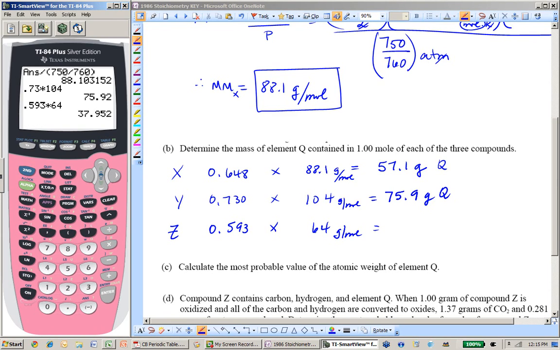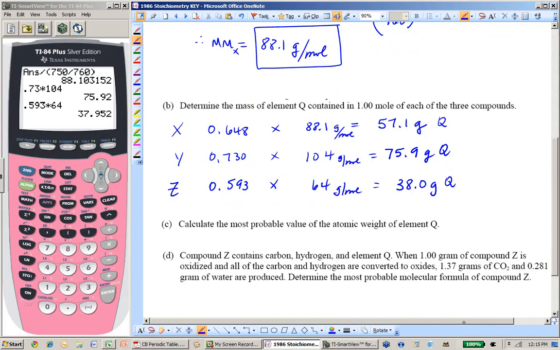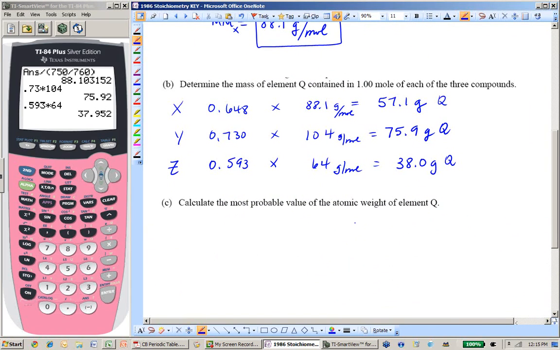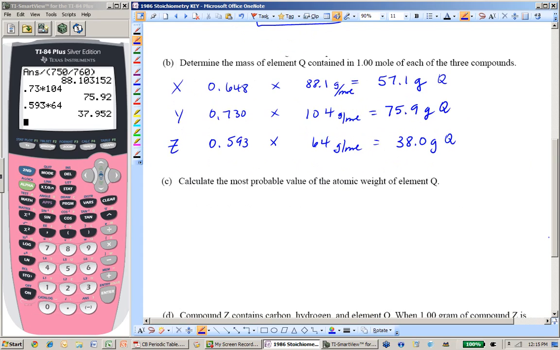37.95. Let's call that 38. All right, ideally, I would now peruse these numbers. That's all I have to do. The next piece is going to have me peruse these numbers. Calculate the most probable value of the atomic weight of element Q. My inclination would be that the smallest number up there is 38, and I would hope the rest of them were all multiples of 38, but clearly they are not.